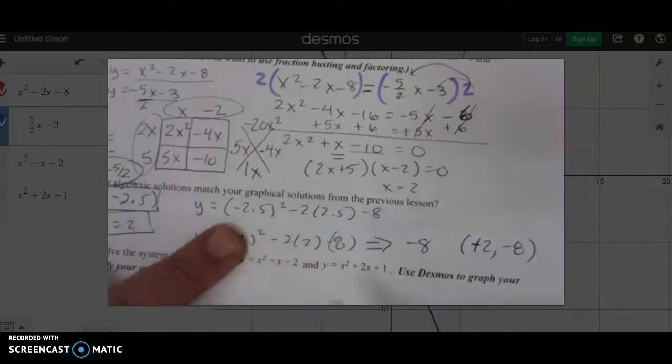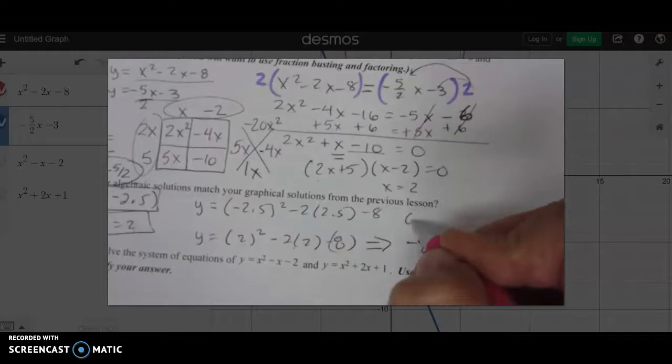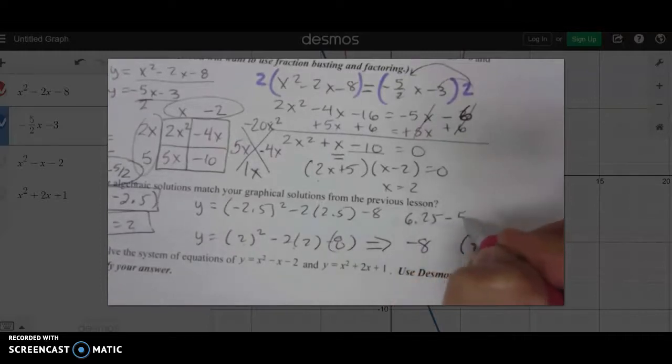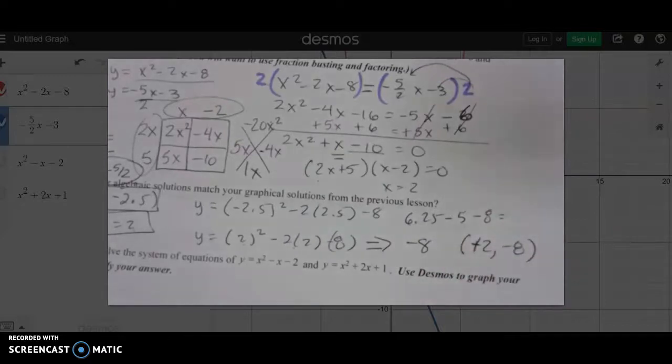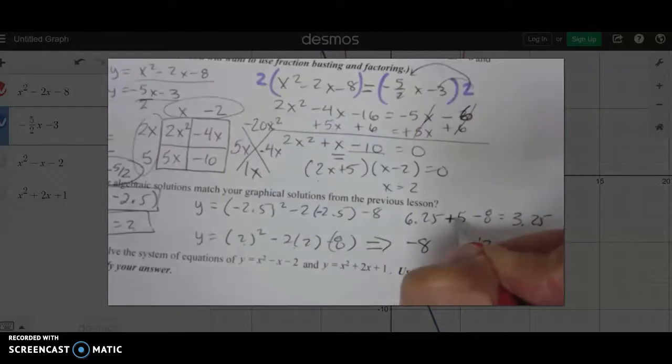And then here, -2.5 times -2.5 times -2.5, that's going to be 6.25 minus 5 minus 8. And what is that? That's going to be probably 3.25. Let me make sure I'm right. I need a calculator. Plug that into the calculator. Do I have that right? Oh, minus -2.5. So that makes it a +5 right there.